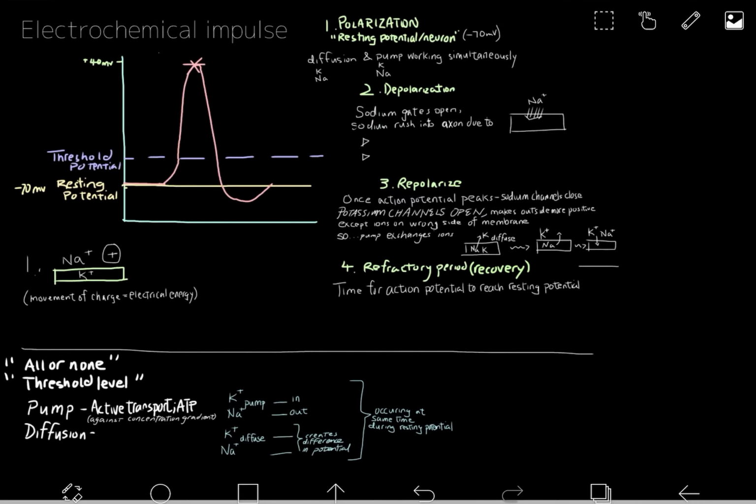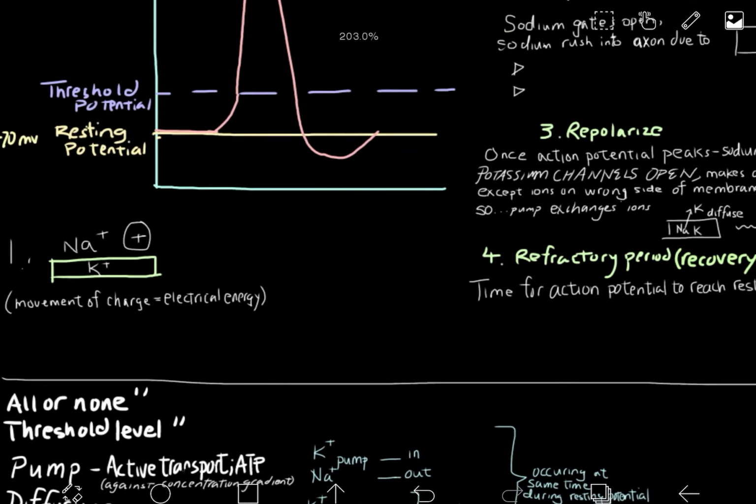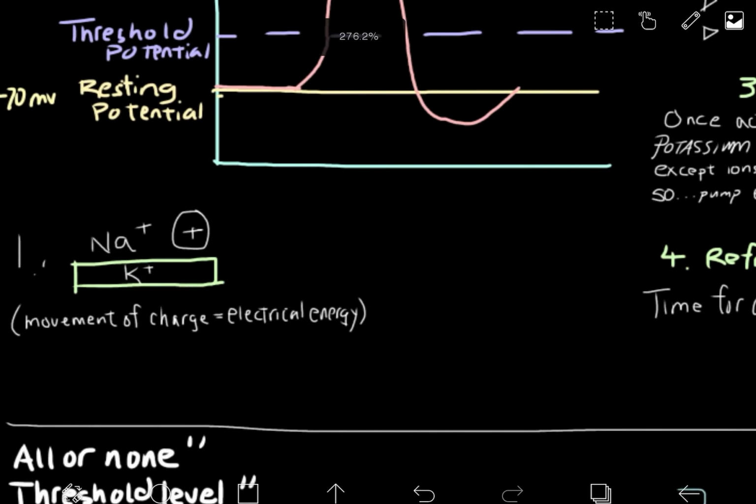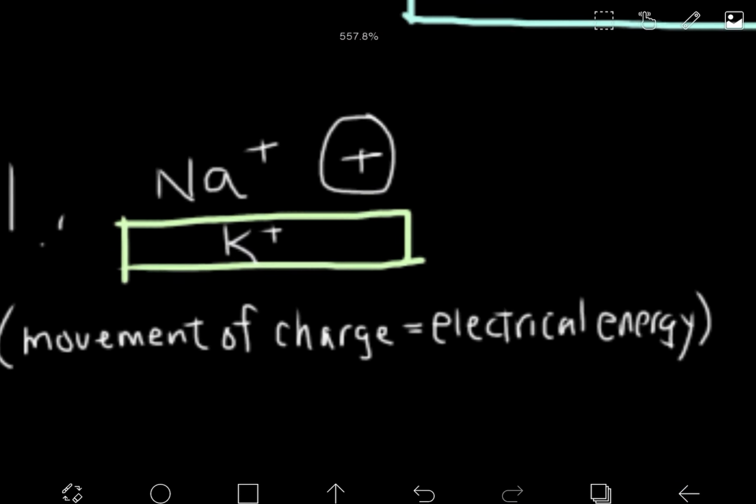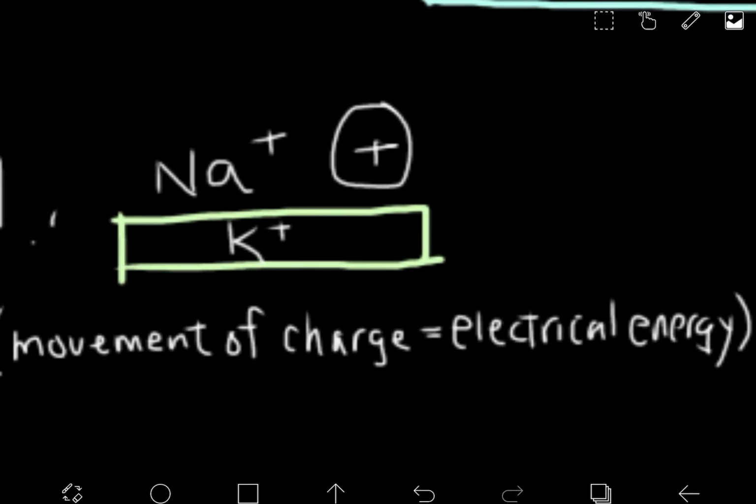So first, one setting that we're going to establish is there is a voltage across the neuron membrane, which is similar to potential energy, and the movement of charge equals electrical energy, because we're going to see a lot of movement of these ions, and the movement of charge equals electrical energy.